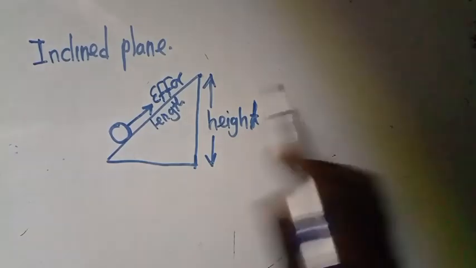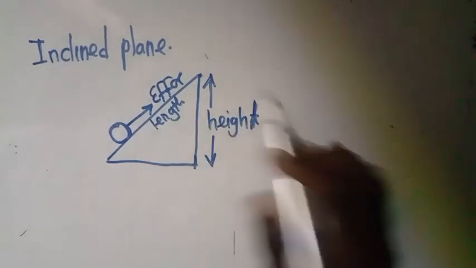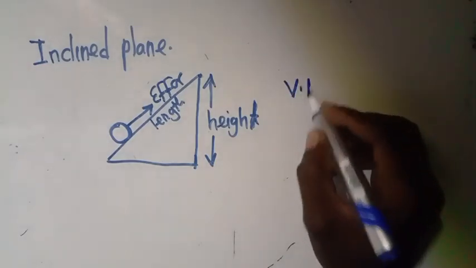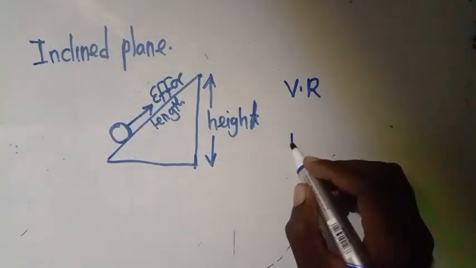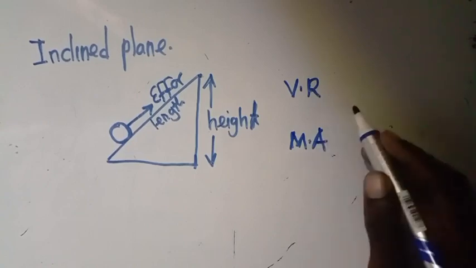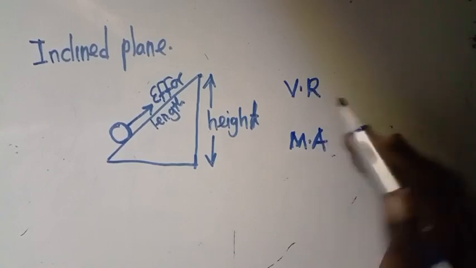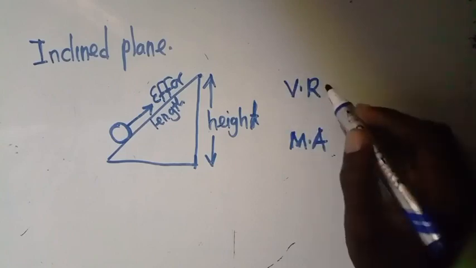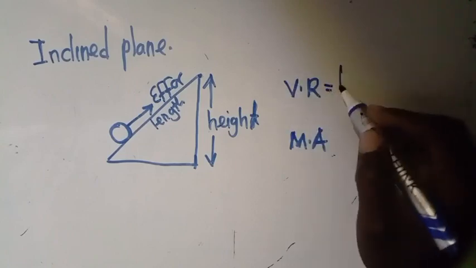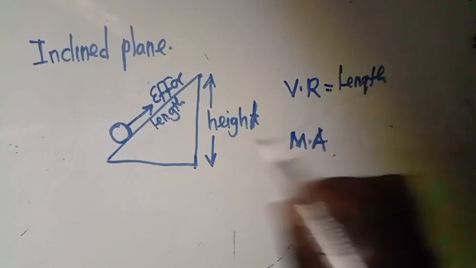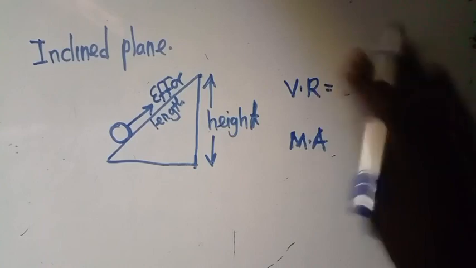So these are some of the questions that come. You need to know what the velocity ratio is, and how you can calculate the mechanical advantage on an inclined plane. You need to know all those things. So the way we calculate the velocity ratio of the inclined plane, you just say this is the length. So the length here, I mean, is the height. So let me do this.